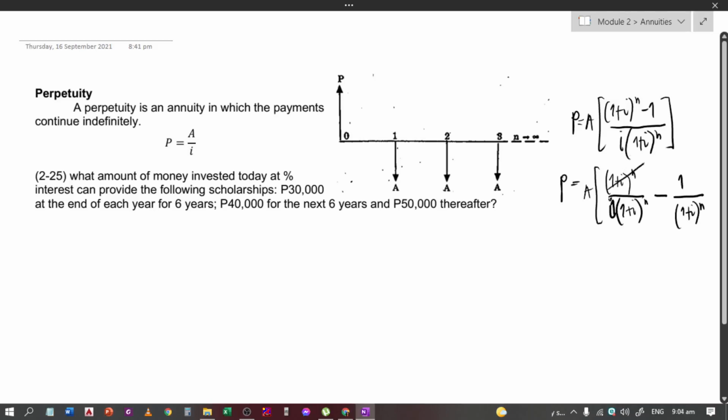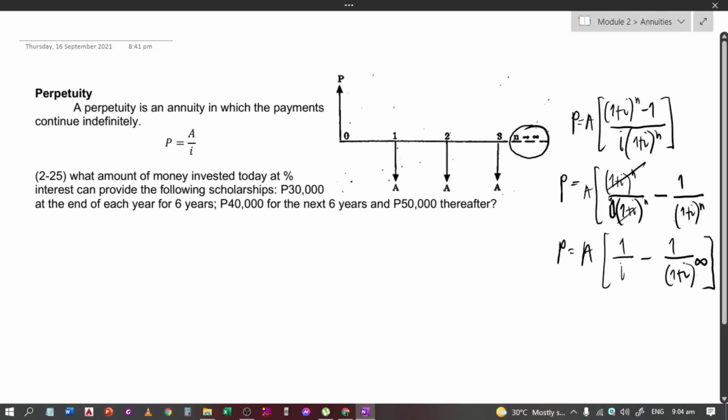So, ito, cancel. So, meron tayong P is equal to A times 1 over I minus 1 over 1 plus I. So, ano yung n natin? So, again, n natin is infinity since indefinite nga yung number of periods. Or yung pagbabayad natin continues indefinitely. So, infinite yung n. Infinity.